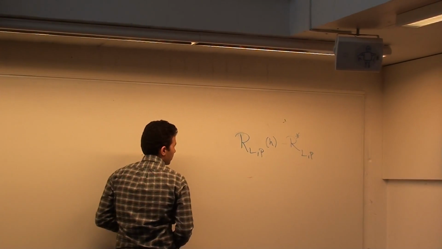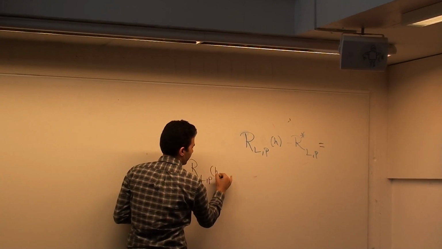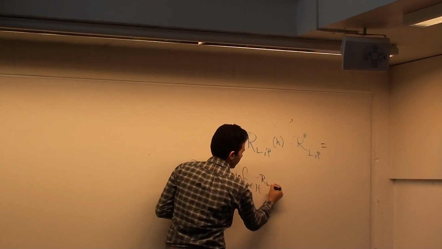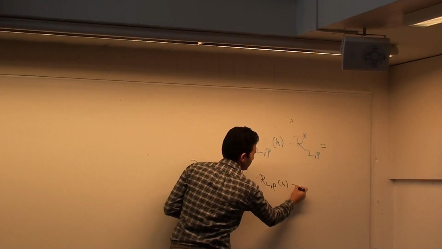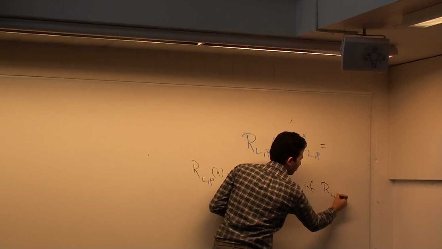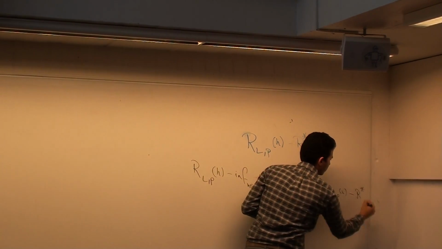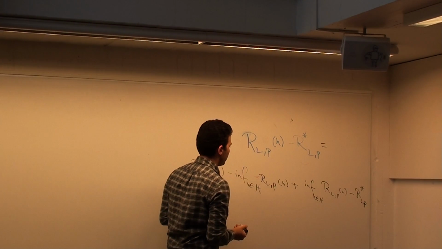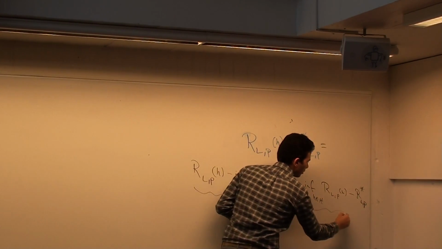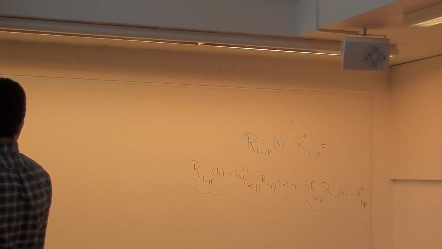So what you can do is write it down as R_L,P(h) minus inf of R_L,P(h) plus inf of R_L,P(h) over H minus R star. You can do that, right? I just add plus and minus this term. So now you can define these two, the first thing being this term.